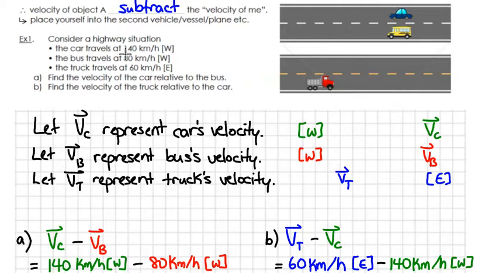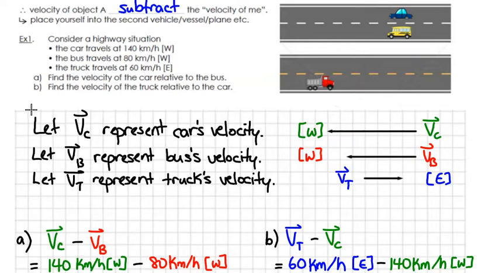The car travels at 140 kilometers per hour west. Let's draw a vector. We're going to go west like that. The bus travels at 80 kilometers per hour, so it's a little bit slower, and it's also going in the same direction. Same direction, but less of a magnitude, so we're going to draw a smaller arrow. Lastly, we have the truck, which travels at 60 kilometers per hour east. So we're going to make it go in the opposite direction, and it's even shorter than the other two.